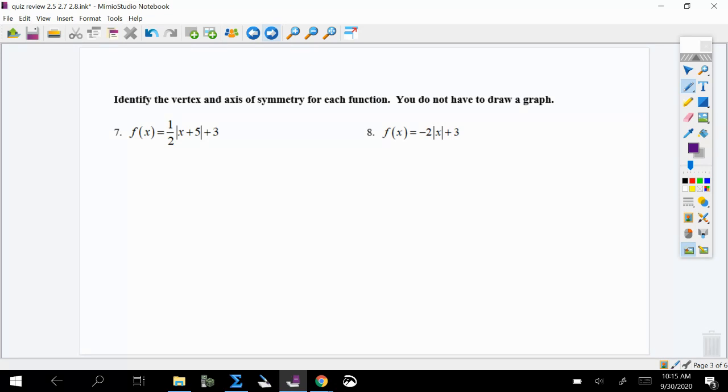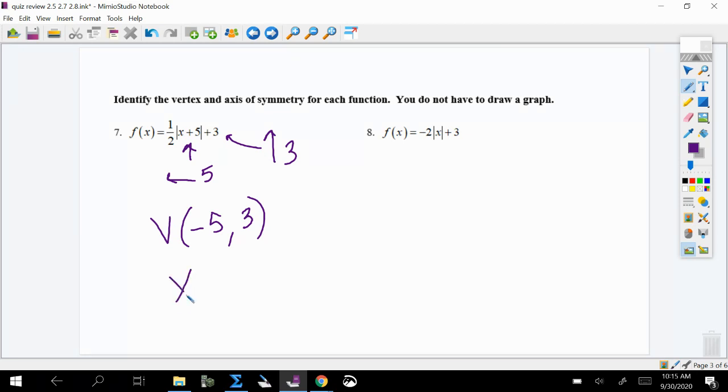There's also ones where it asks you to not draw it, but just to kind of describe that shifting and what that does to the vertex. So what I noticed with this one is this is going to move it to the left 5 spaces because it has a +5 in the absolute value. And this is going to move it up 3 places. So if I go left 5 and up 3, that's my vertex. Left 5, up 3 from the origin ends up at a vertex of (-5, 3). The 1/2, all that does is it's going to make it wider. It's the slope, but it's still going to be pointed upward.